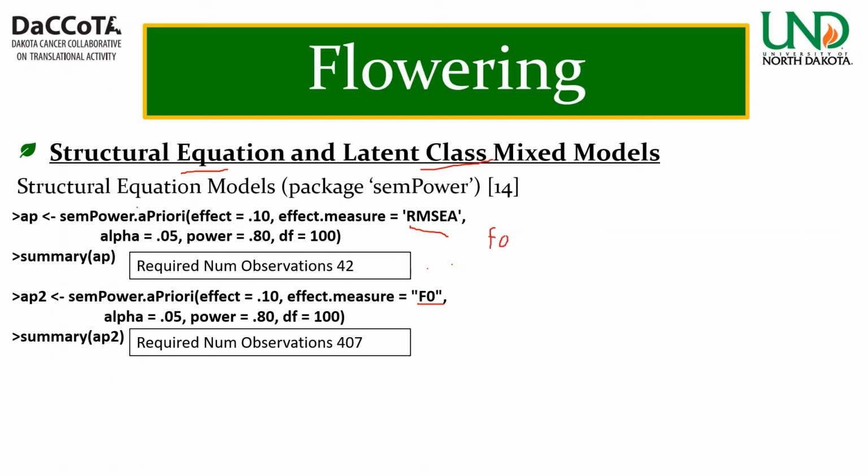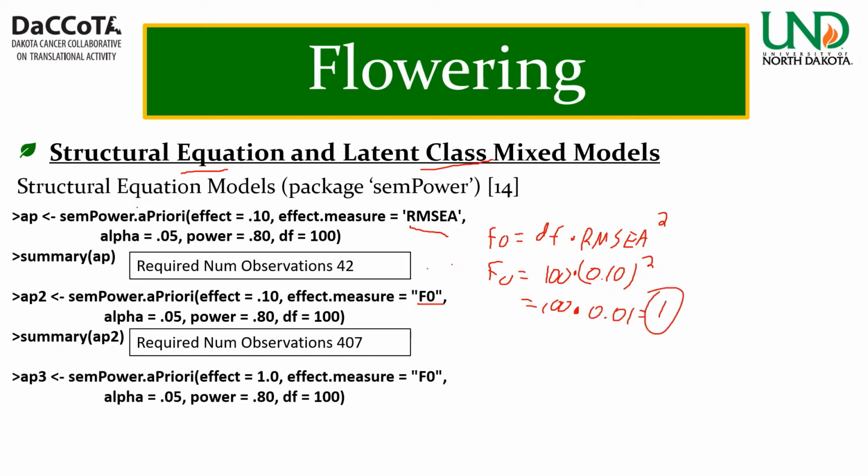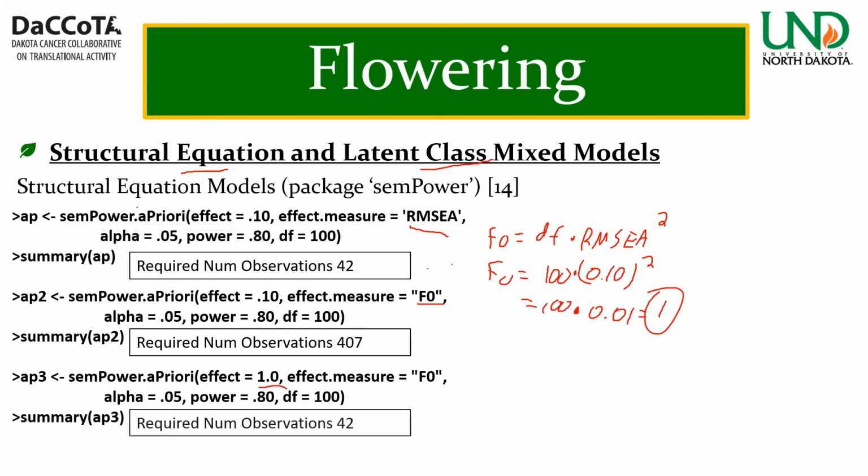This is unsurprising because it turns out the relationship between RMSEA and F0 is that F0 equals degrees of freedom times RMSEA squared. So to get the equivalent measure of F0 that we want, degrees of freedom is 100 times 0.10 squared. That's going to be 100 times 0.01. So that's going to give us 1. So if we plug that in here for an effect size of 1, we're going to get ourselves the same observations of 42.